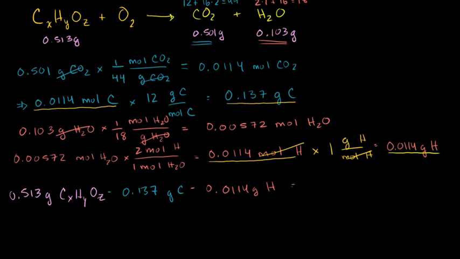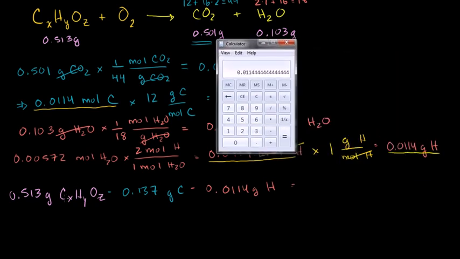So let's figure that out, right? Because everything in this mystery acid right here has to be either carbon, hydrogen, or oxygen. We know how much is carbon and hydrogen. The leftover has to be oxygen. So we have 0.513 minus 0.137 minus 0.0114 is equal to 0.365, I'll just round it.